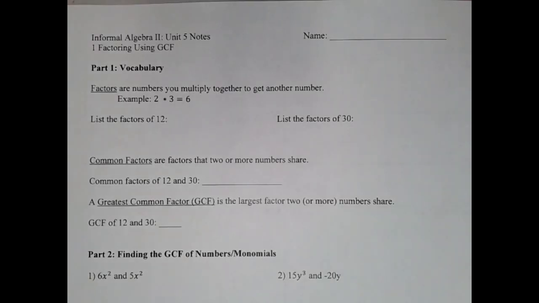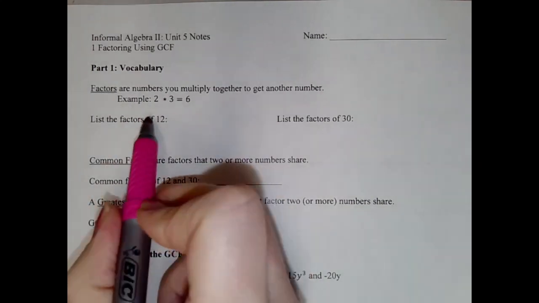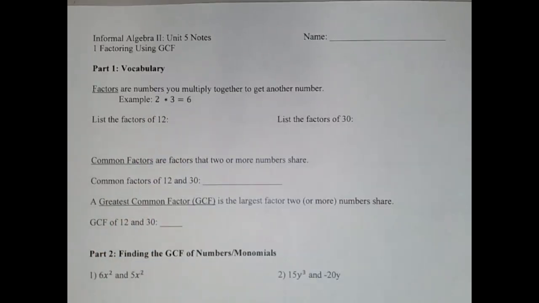Factoring using a greatest common factor. Factors are numbers you multiply together to get another number. For example, 2 times 3 is 6. So you would say 2 and 3 are factors of 6.